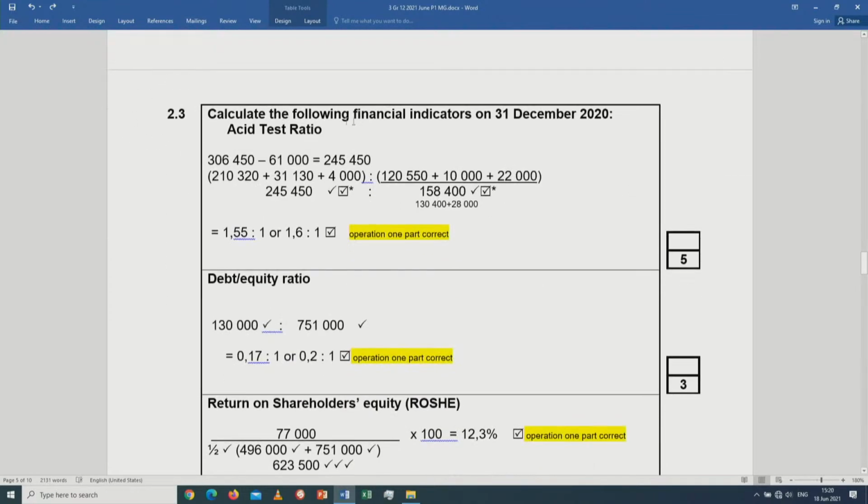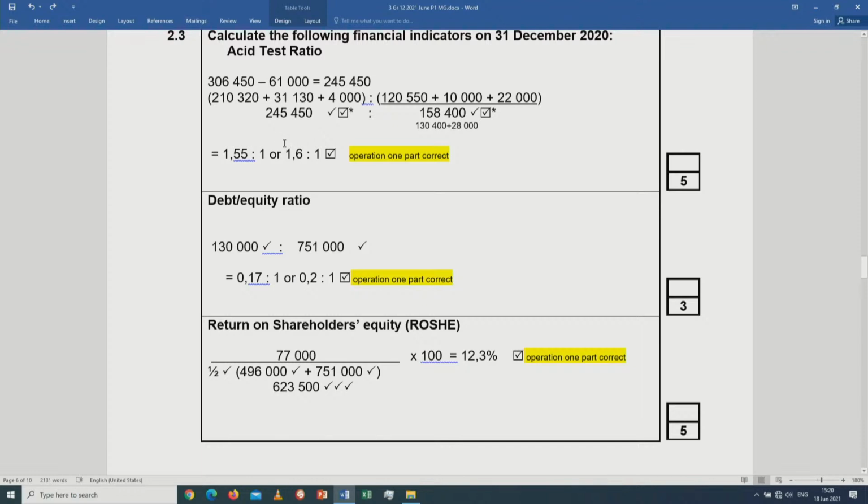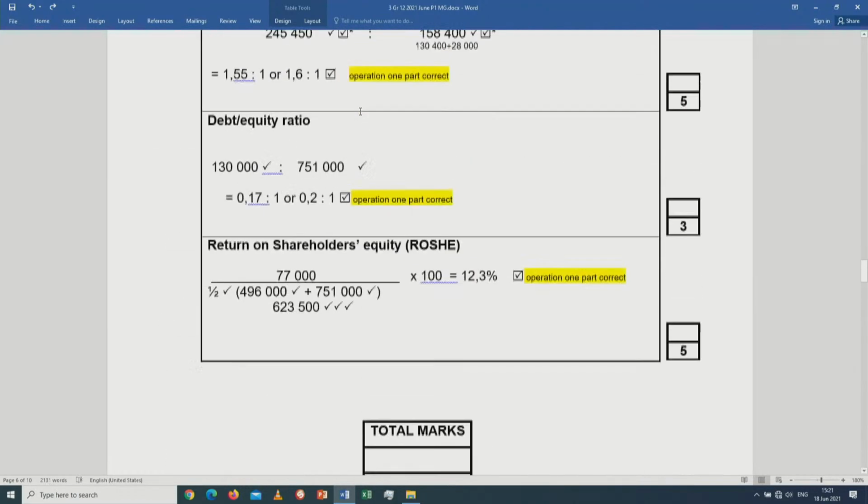Let's move, colleagues. Calculate the following financial indicators on 31st December 2020. The acid-test ratio, our current assets minus inventory is to current liabilities. So the learner was supposed to follow the principles to say how much is our current assets minus stock, and then how much is our current liabilities. 2 marks for our current assets minus inventory, 2 marks for our current liabilities. If something is wrong but some figures are correct, a learner will get a method mark there. So that is the story.